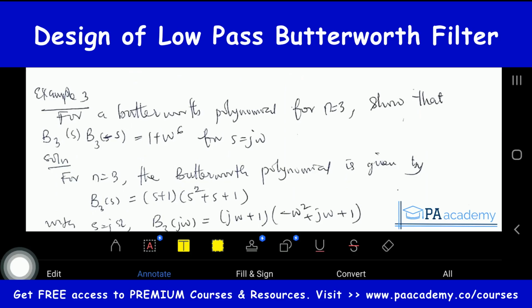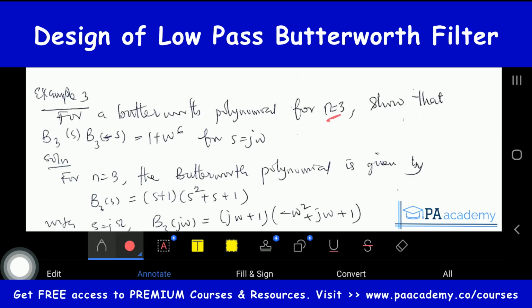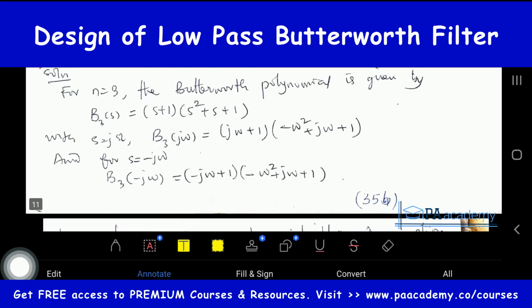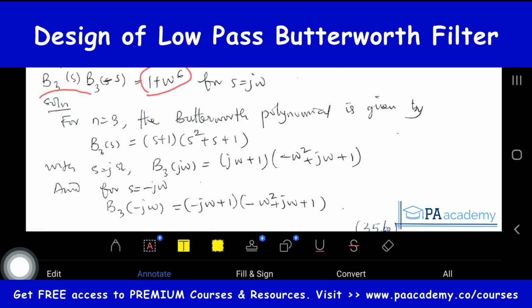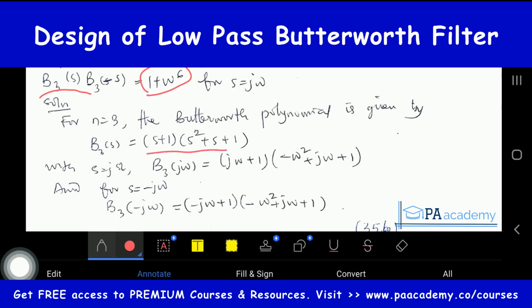So this is another example here for a Butterworth polynomial for n equals 3. Show that B3 of s and then B3 of minus s is equal to 1 plus omega raised to power 6 for s equals j omega. The solution here is not complete, but let me just walk you through this. For n equals 3, the Butterworth polynomial is given to be this value.